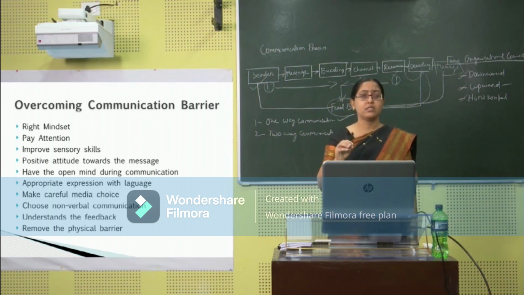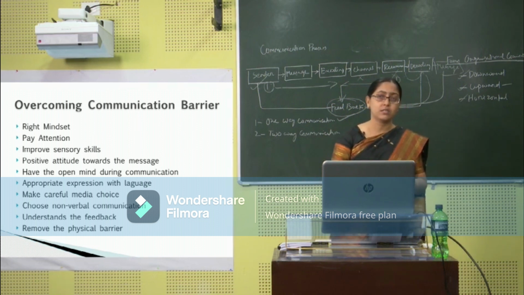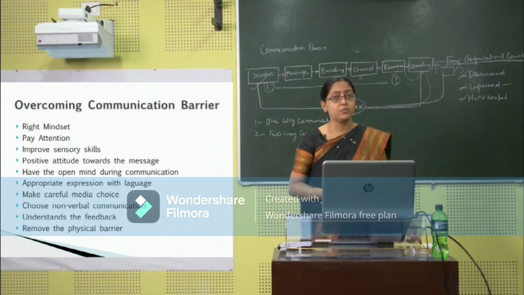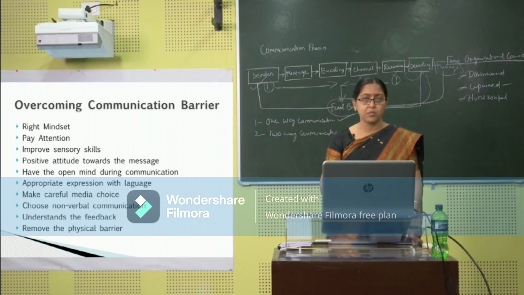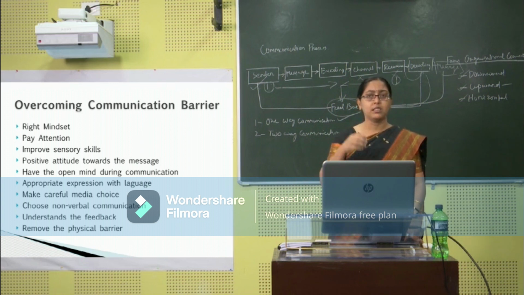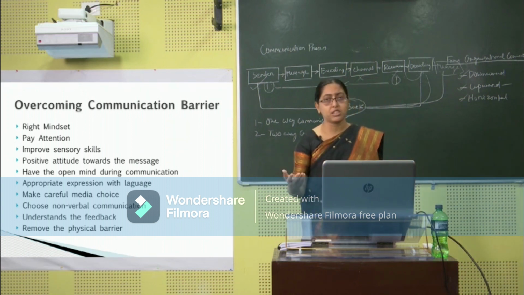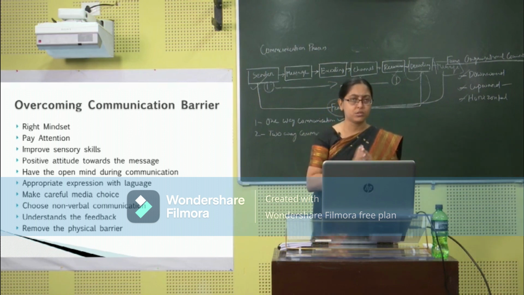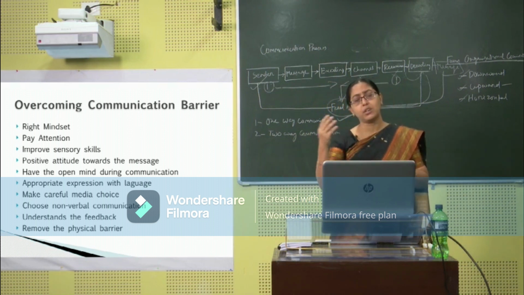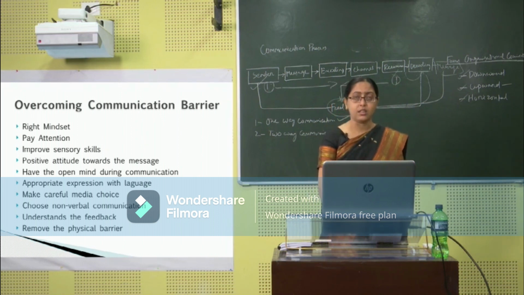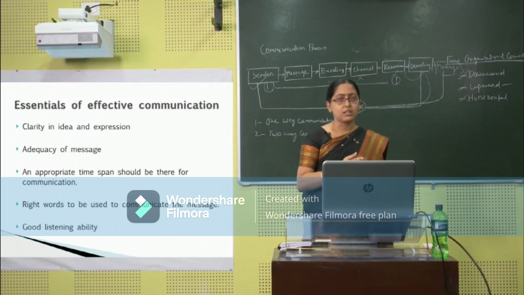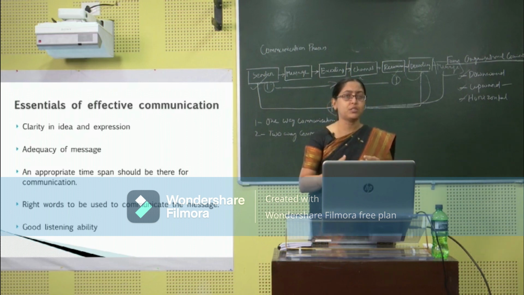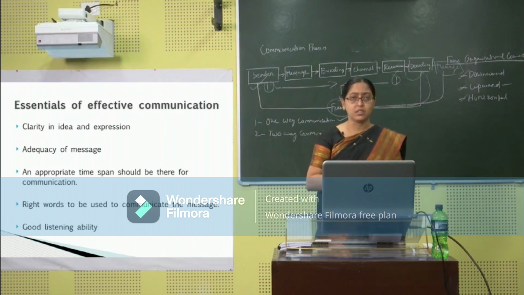Then last, if you try to make an effective communication, you have to remove the physical barriers. Suppose there is any noise, or any mechanical or technical problem, then you have to find a place where effective communication can be done, or remove those things and make the environment smooth while you are communicating in different places or in different languages. After overcoming these barriers, you can go for effective communication.